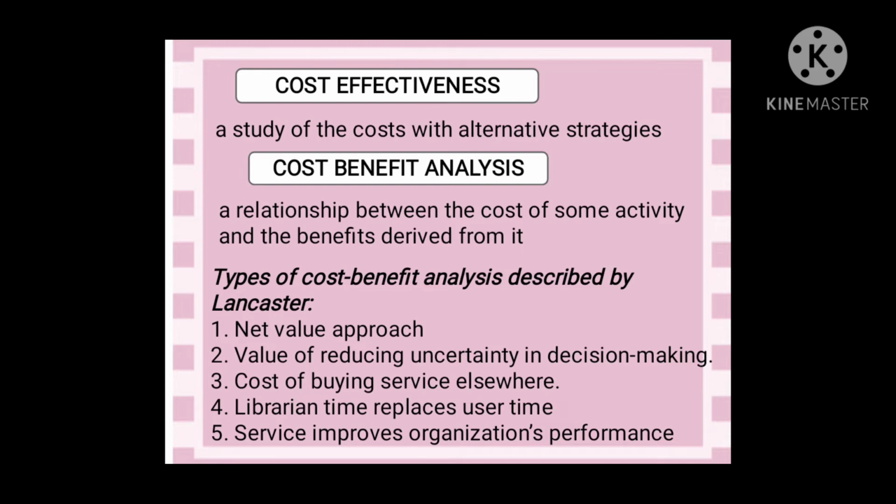So we have here the types of cost-benefit analysis described by Lancaster. So we have the net value approach. It is the maximum amount the user of an information service is willing to pay minus the actual cost. Next, we have the value of reducing uncertainty in decision making. Next, we have the cost of buying service elsewhere. Next, we have the librarian time replaces user time. Lastly, we have the service improves organization's performance or saves it money.